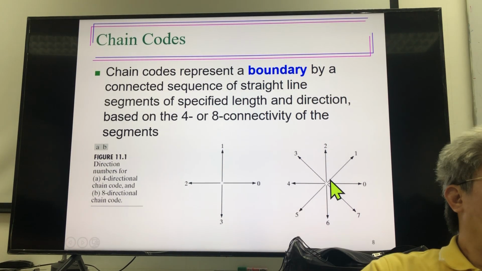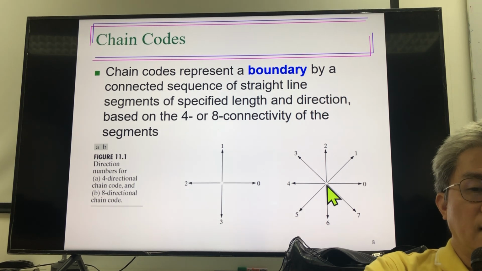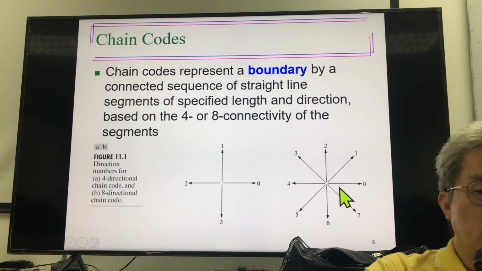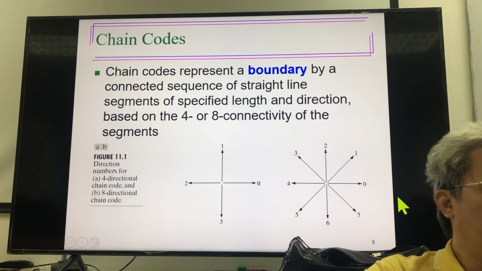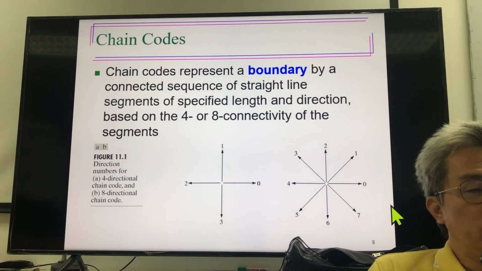Sometimes we can do the 8 connectivities. If the pixel is connected to the right, it is 0. Diagonally this way is a 1, 2, 3, 4, 5, 6, 7. This is called the 8 directional chain code.